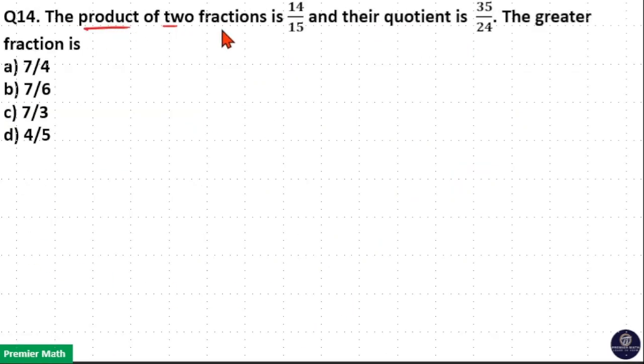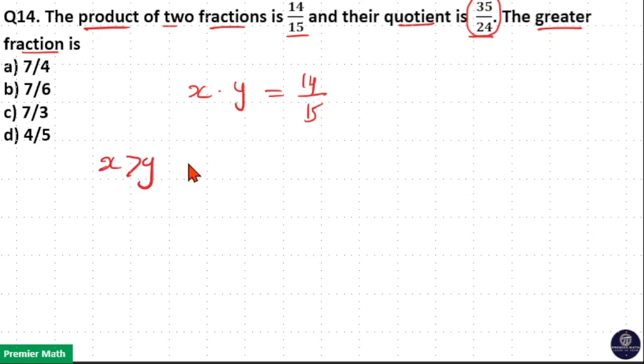The product of two fractions is 14 by 15 and their quotient is 35 by 24. The greater fraction is, let us consider two fractions as x and y. Then their product is equal to 14 by 15. Here the quotient is 35 by 24, which means 35 by 24 is greater than 1. So if I consider x greater than y, then x by y must be 35 by 24, because numerator should be greater than denominator. Here 35 by 24 is greater than 1.